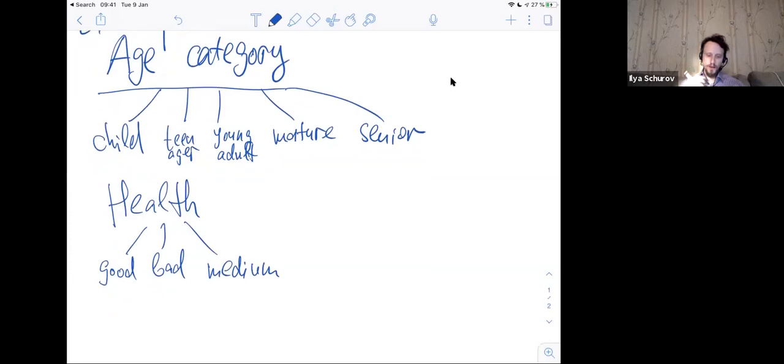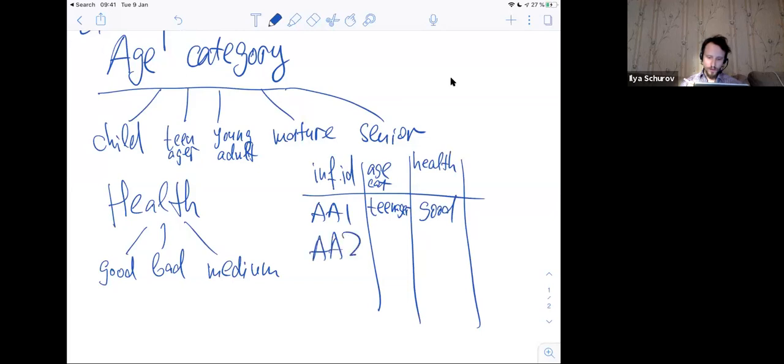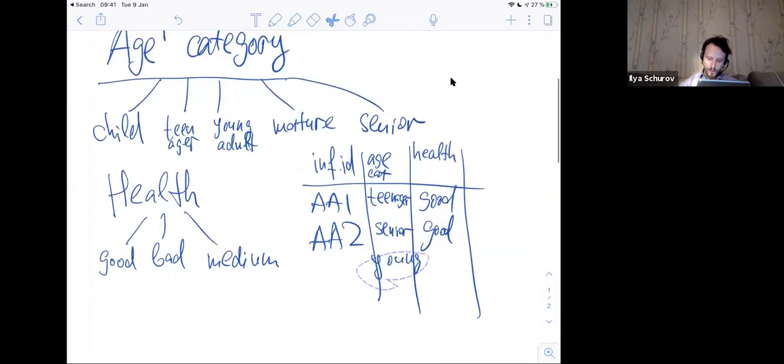Okay. And then we have information about each participant of our study. So we have a very long table where we have informant ID, then we have age category and health category. And we have something like: this informant is young adult and health is good, and another informant senior, and health is also good, and another with health bad and so on. So we have this table.